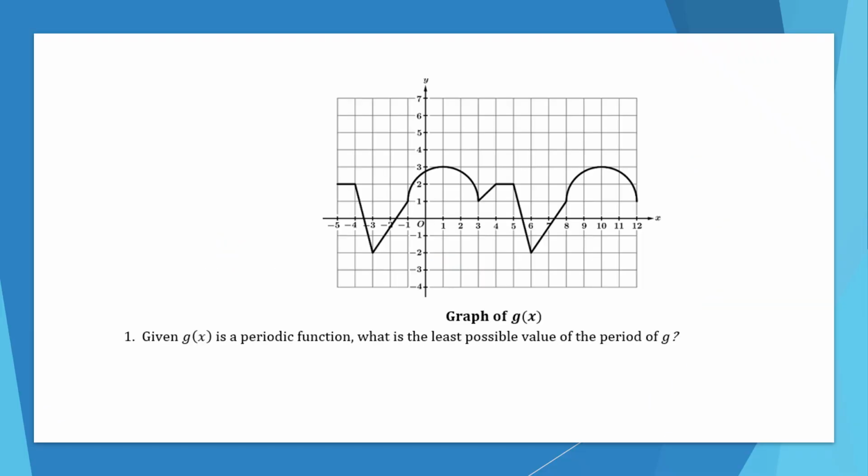All right, so question number 1, given that g of x is a periodic function, what is the least possible value of the period of g? So here what we want to do is really identify a key characteristic about the graph.